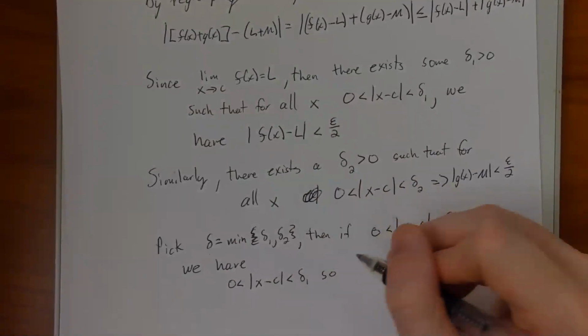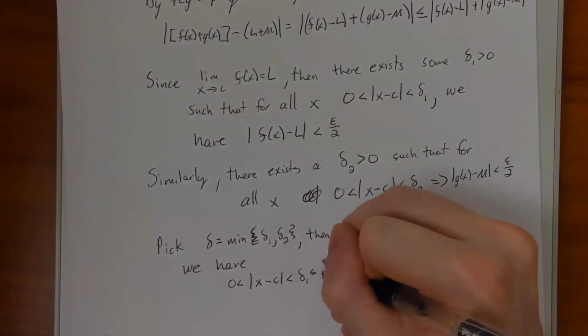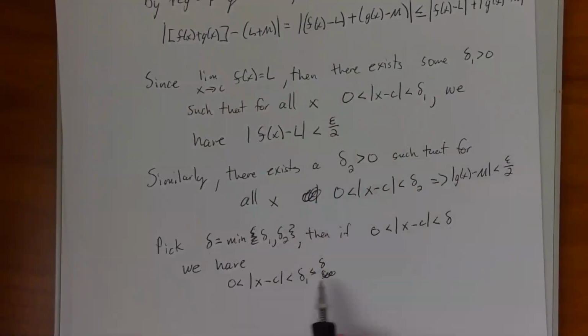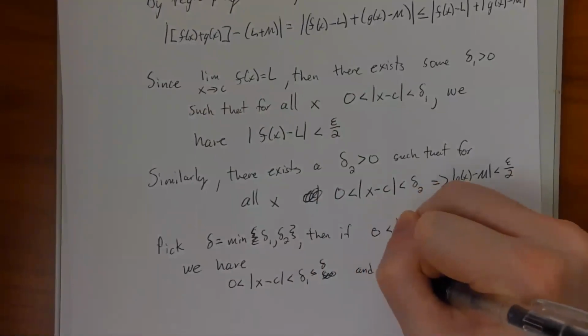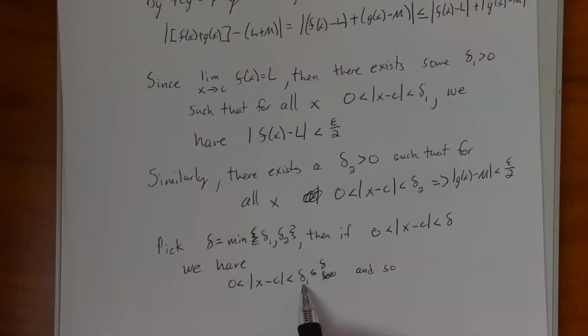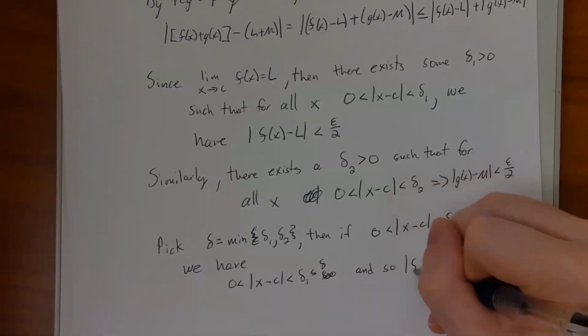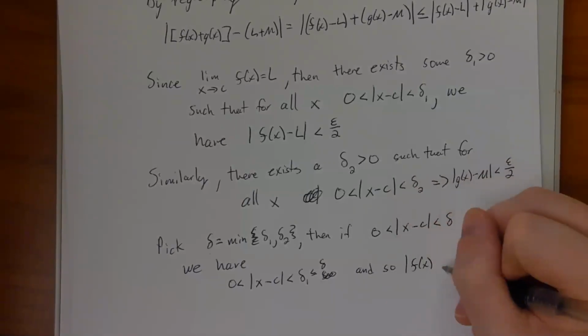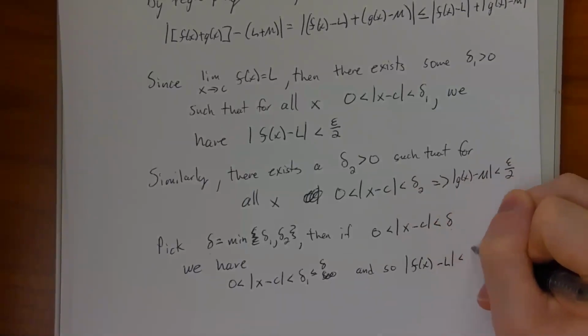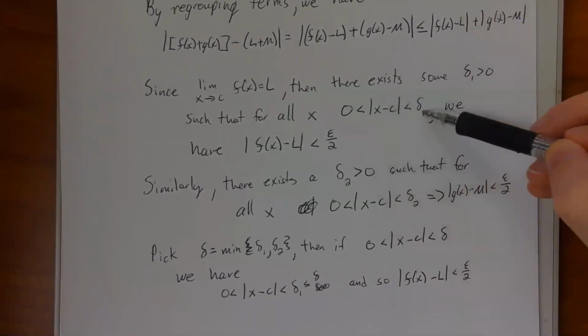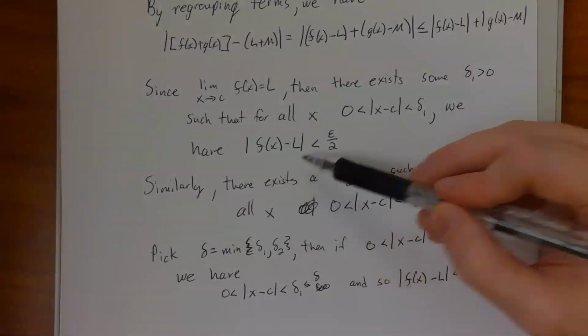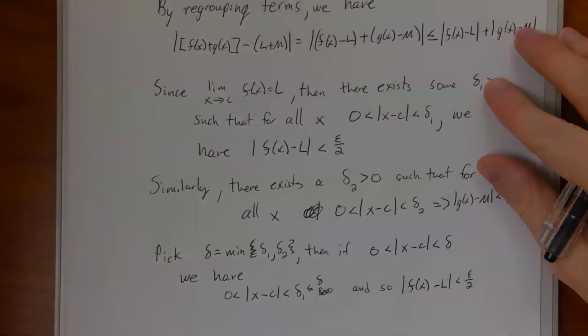If this is less than delta 1, which is equal or less than delta, so this interval is less than delta, these x values are contained within delta. But specifically, since it is less than delta 1, this is true just by what we're given above, right? If we have this interval, then for all x in this interval, this is true.